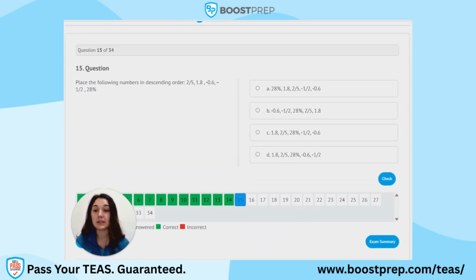Question 15. Place the following numbers in descending order. 2/5, 1.8, negative 0.6, negative 1/2, 28%. A, 28%, 1.8, 2/5, negative 1/2, negative 0.6. B, negative 0.6, negative 1/2, 28%, 2/5, 1.8. C, 1.8, 2/5, 28%, negative 1/2, negative 0.6. D, 1.8, 2/5, 28%, negative 0.6, negative 1/2.